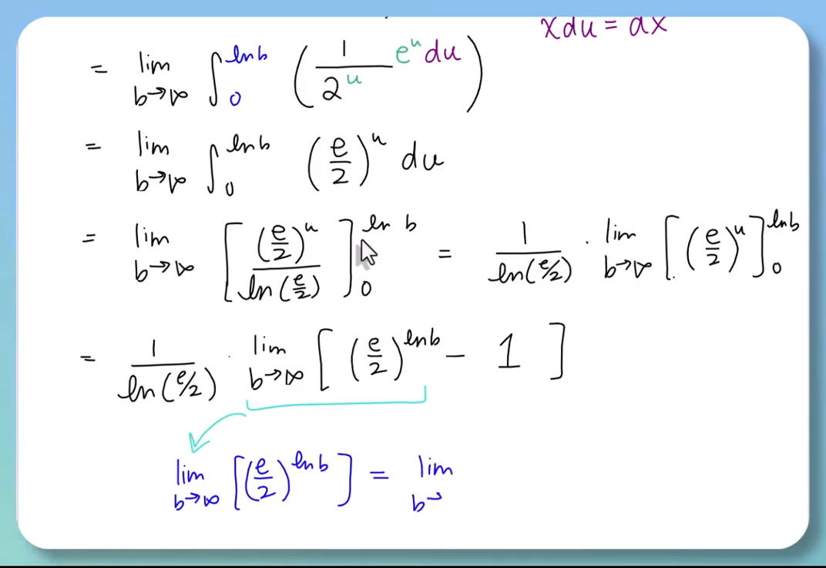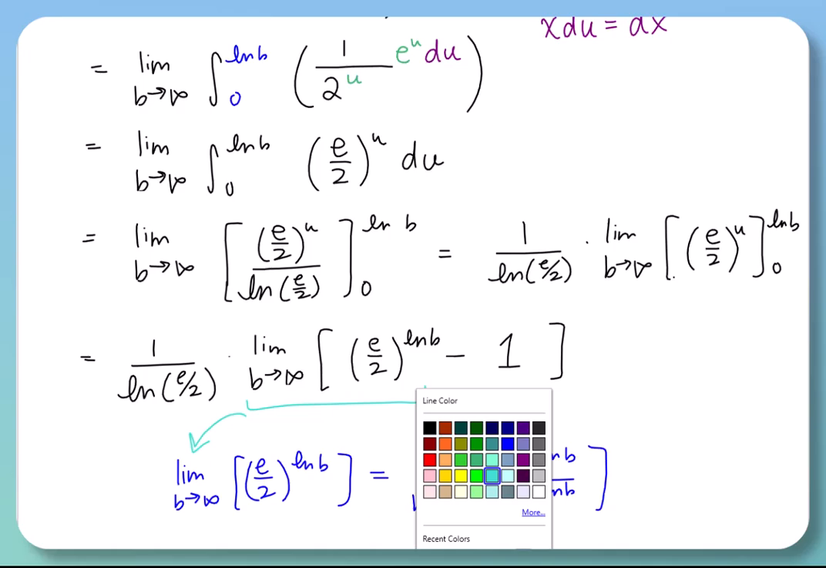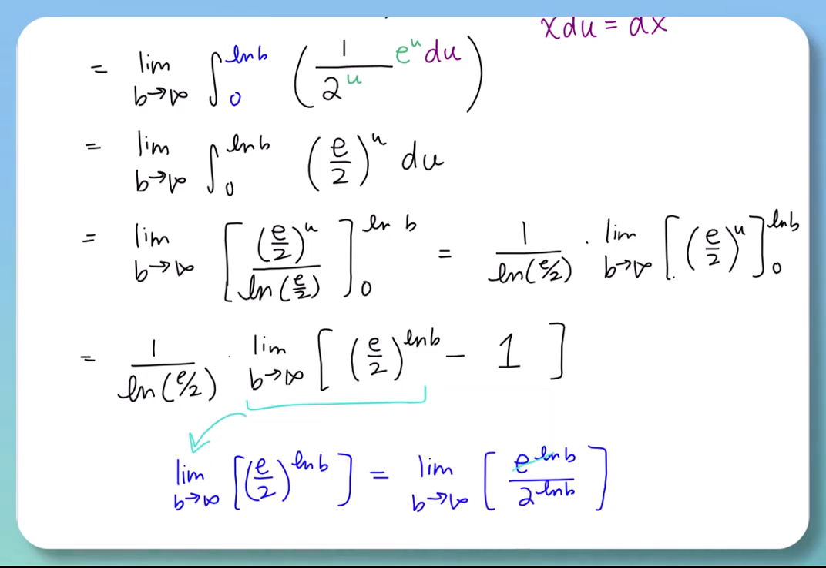The limit as b goes to infinity of e to the natural log of b over 2 to the natural log of b. And what we can see here is in the numerator, e to the natural log of b is just going to turn into b. So this is the limit as b goes to infinity. I have b over 2 to the natural log of b.